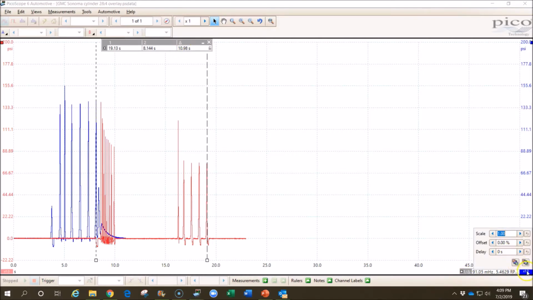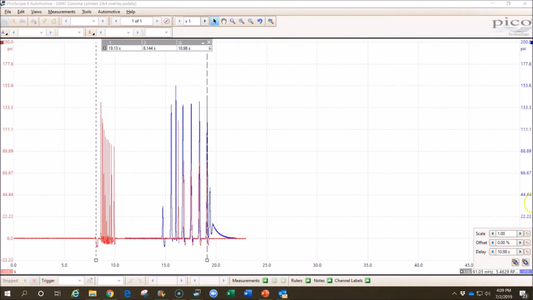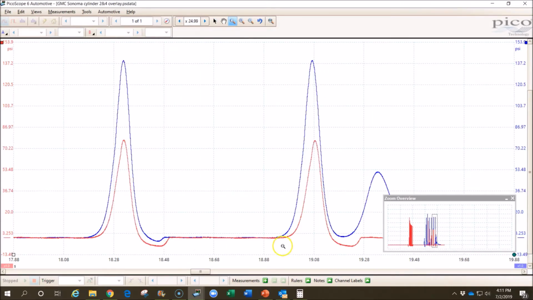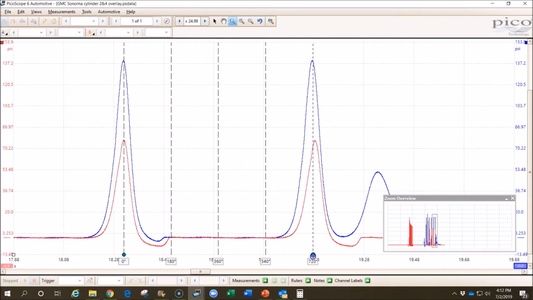So I come down here to this blue box in the corner and I'm going to put 10.98 seconds in that box. Now I'm going to zoom in and see how we did at lining those up. That's not bad. And it is difficult to get those at exactly the same RPM. I'm going to pull these rulers out and mark off my 720 degrees just like we did before.